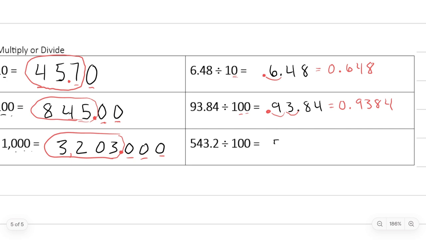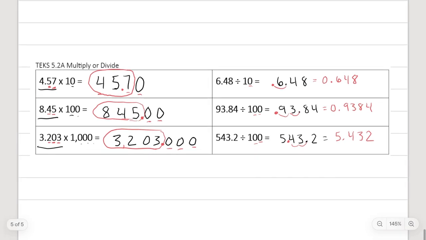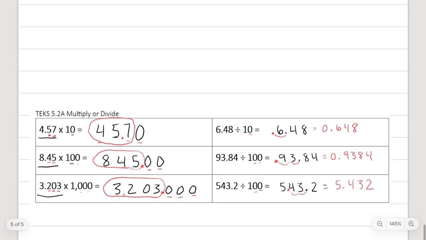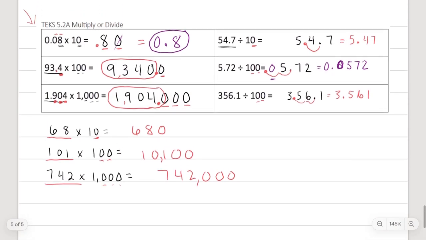Okay, let's do another one. Copy your number. Count our zeros, 1, 2. And now move your decimal to the left 2 times. 1, 2. This is where it goes. So my answer is 5.432. There you go. So again, it's all about just knowing which way to move your decimal point.